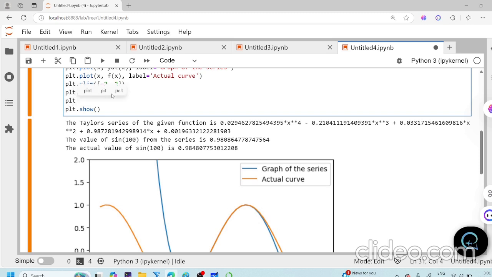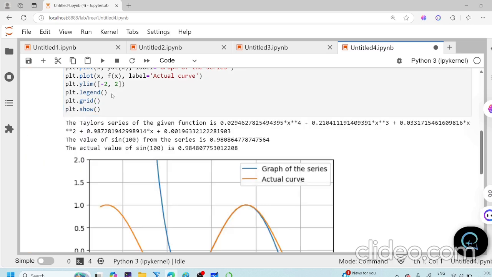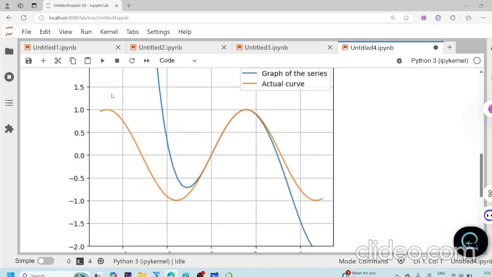If you want a grid, plt dot grid. So this is the graph I'm getting. This is the Taylor series expansion of the given function. So this is how we have to write the code for the Taylor series expansion of the given function.